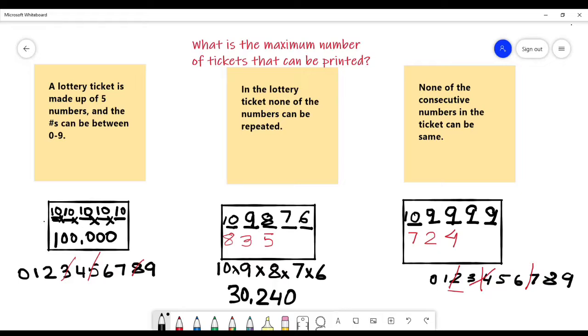So let's do the product really quick. I believe when you multiply 10 times 9 times 9 times 9 times 9, you get 65,610.